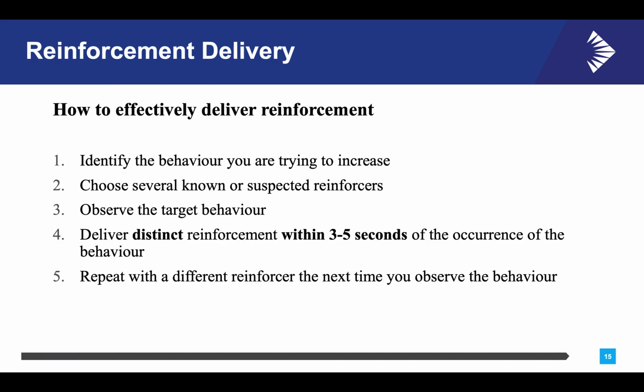How to effectively deliver reinforcement. So we want to identify the behavior you are trying to increase. So really make sure it's a behavior that you can see and observe. What does that behavior look like? How do I know when it's occurring? So then we're going to choose several known or suspected reinforcers. And once we observe the target behavior, we're going to deliver distinct reinforcement within 3 to 5 seconds of the occurrence of that behavior. And then we're going to repeat this with a different reinforcer the next time you observe the behavior.